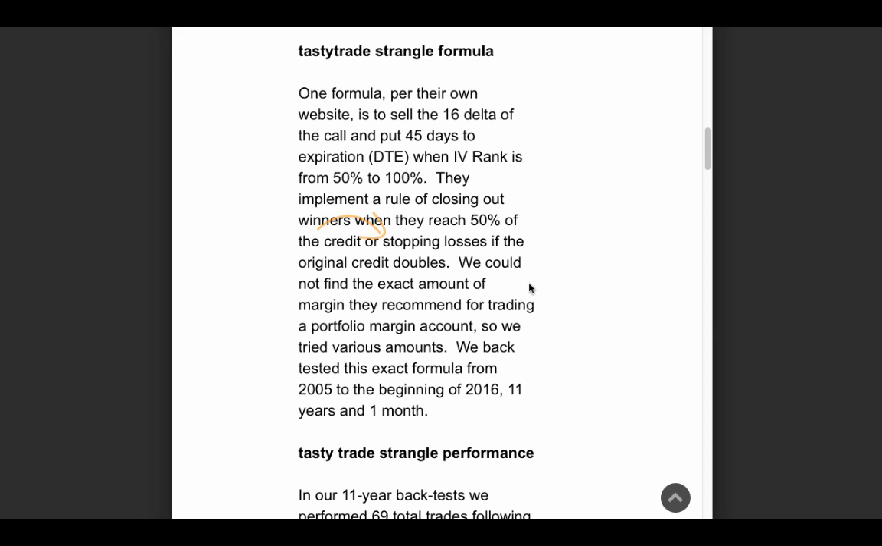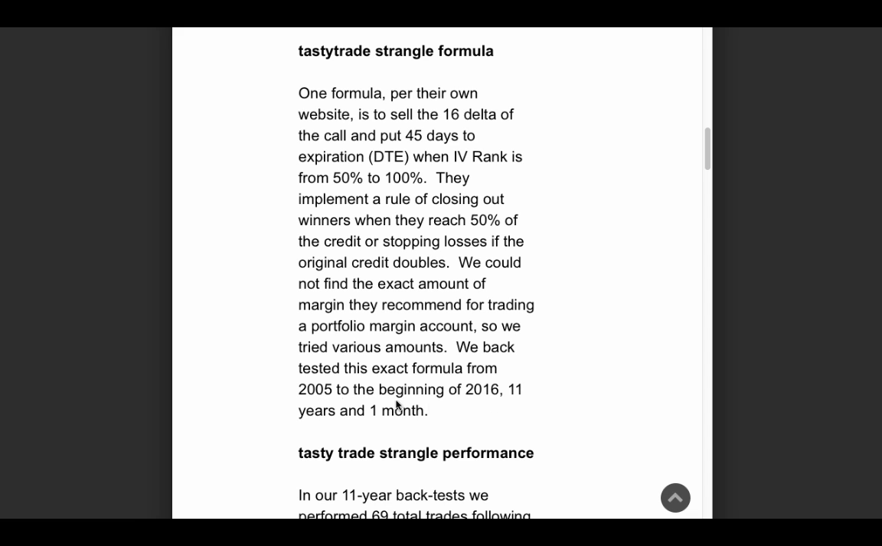Okay. Now, again, I couldn't find the exact amount. I don't know if anyone out there knows the exact amount of margin that they recommend to use in your portfolio margin account. Then you can email me or post a message, and that way I can test. But I tested various amounts of the portfolio margin account in our study.